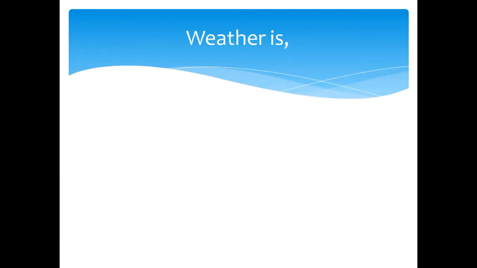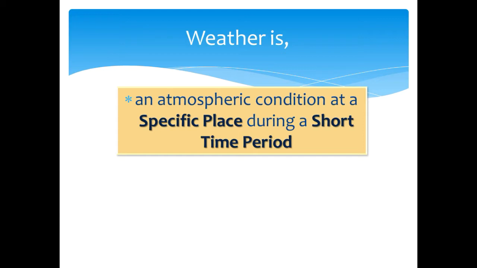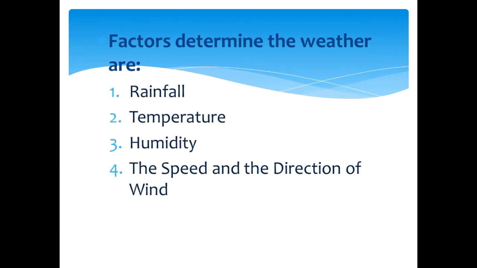So now we can define what weather is. Weather is an atmospheric condition at a specific place during a short time period. There are several factors that determine the weather. They are rainfall, temperature, humidity, and the speed and the direction of wind.